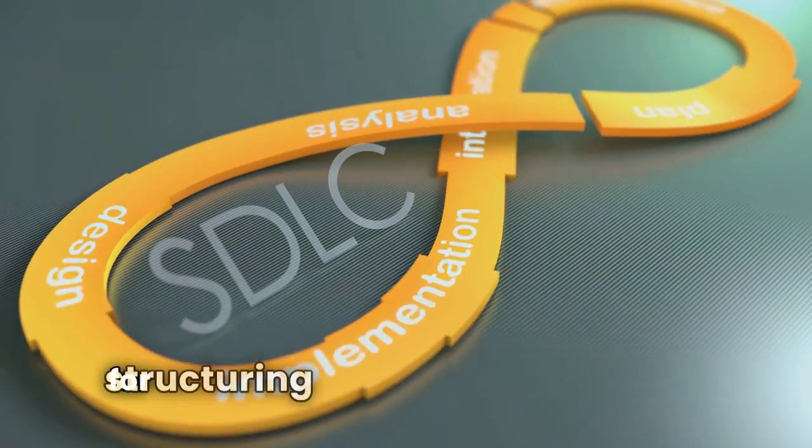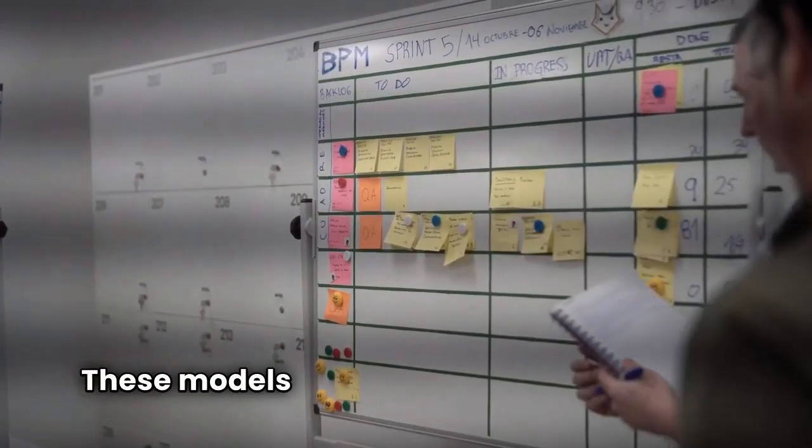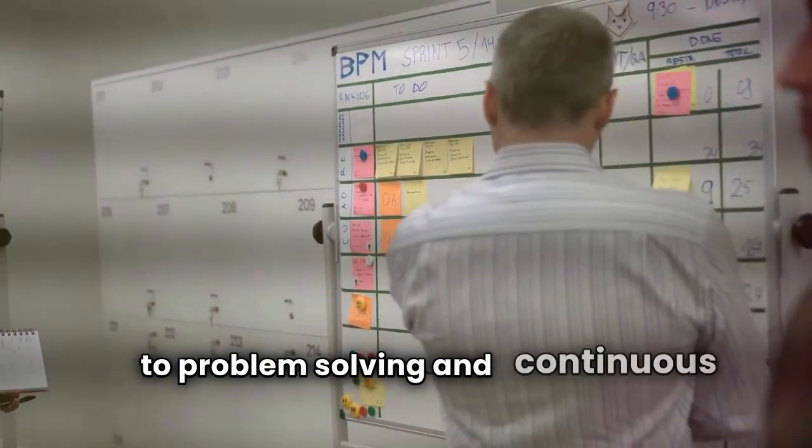Reference models such as the CRISP-DM, Cross-Industry Standard Process for Data Mining, framework, and the DevOps Infinity Loop can serve as guides for structuring and managing projects. These models offer a systematic approach to problem solving and continuous improvement.